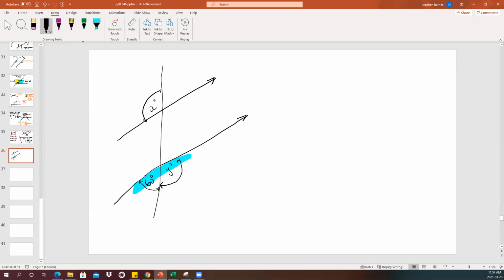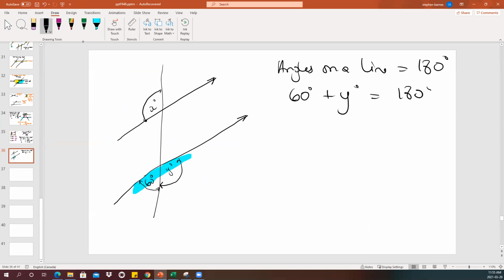So we can easily see that angles on a straight line is equal to 180 degrees. So that means that our angles that are on a straight line here should also sum to 180. So 60 plus y equals 180. Y equals 180 minus 60, 120 degrees, right? Great. So we found this to be 120 degrees. So to find x now, we can do it one of both ways.